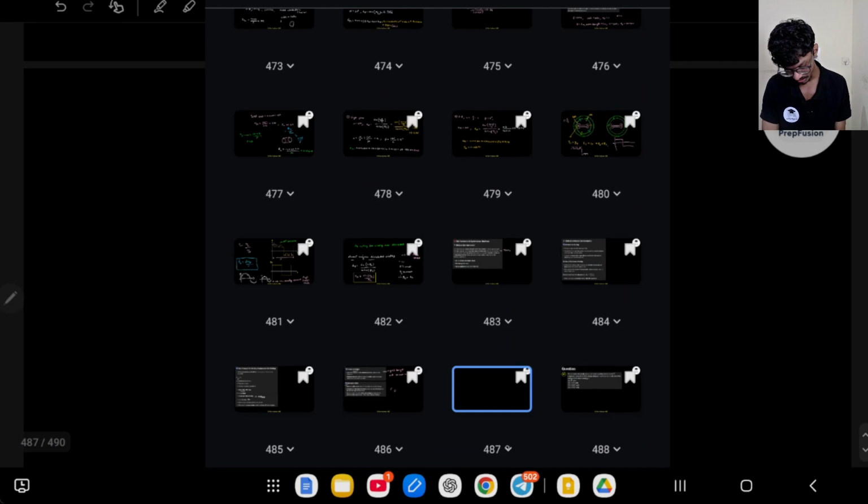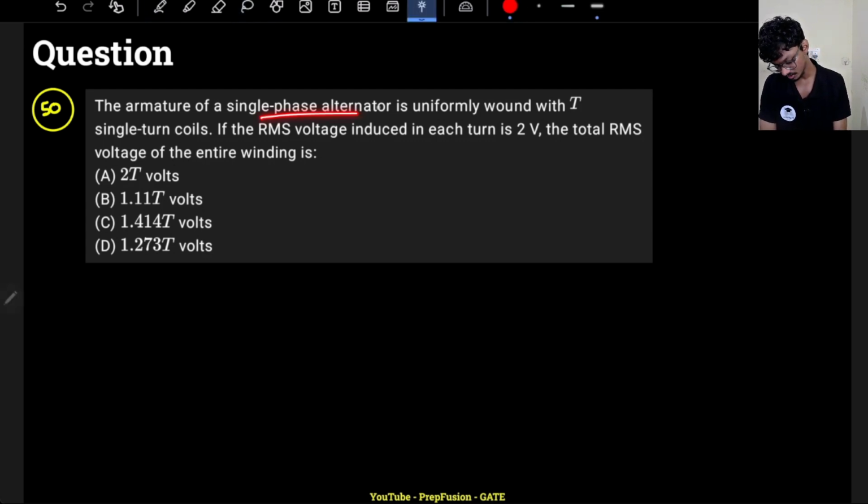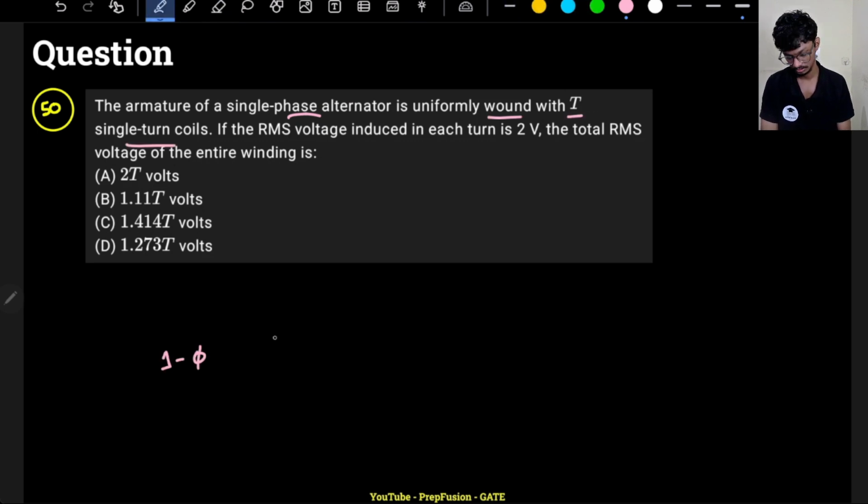So let us solve a question, which is not slot related, but it's a very old GATE question. We will try to solve this question. The armature of a single phase alternator is uniformly wound with T single turn coils. So I have T number of turns.